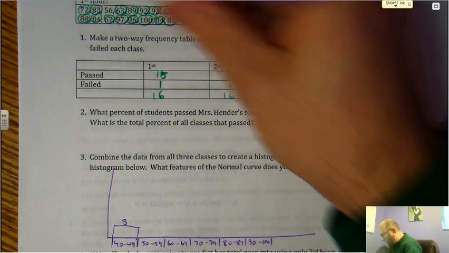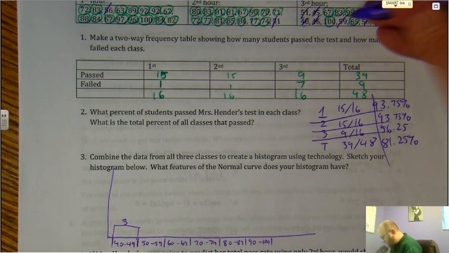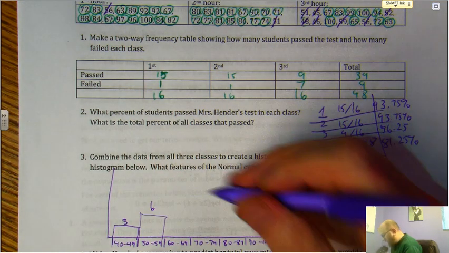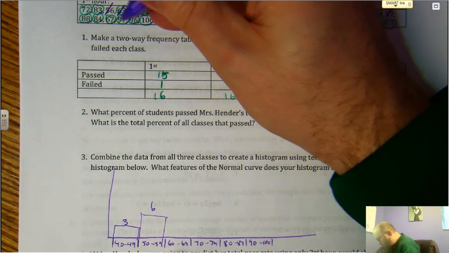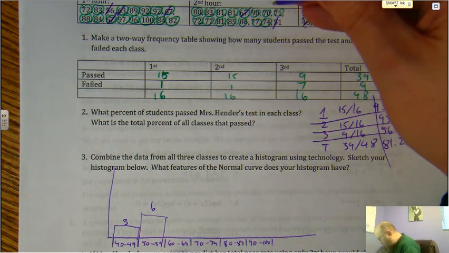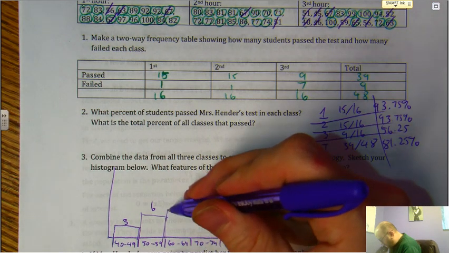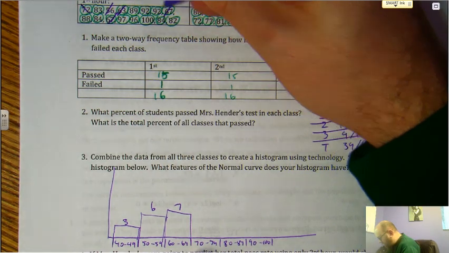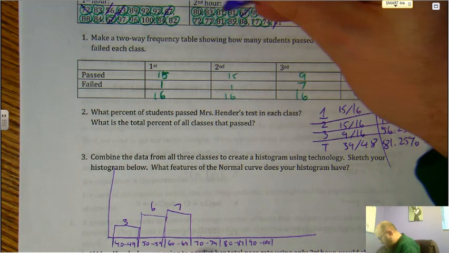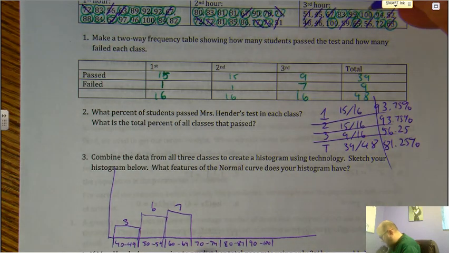50 to 59: 1, 2, 3, 4, 5, 6. So 6. 60 to 69: 1, 2, 3, 4, 5, 6, 7. So 7. 70 to 79: 1, 2, 3, 4, 5, 6, 7, 8.